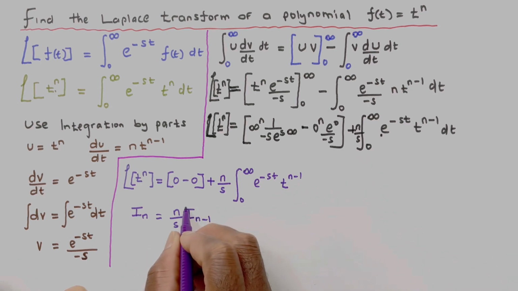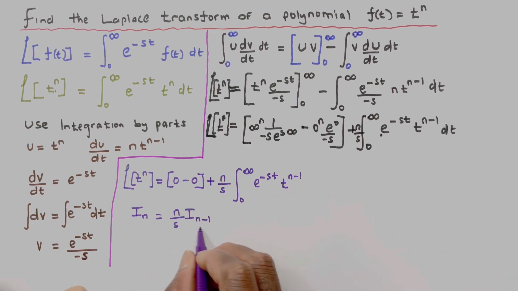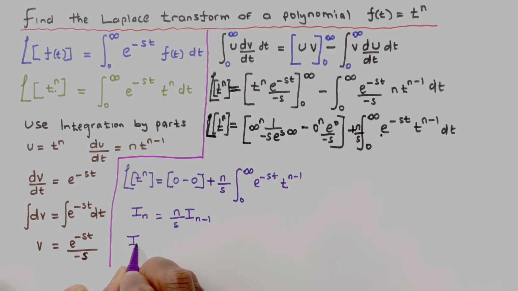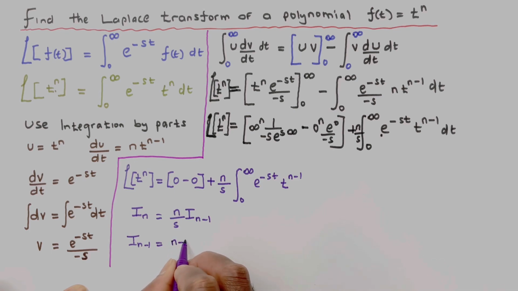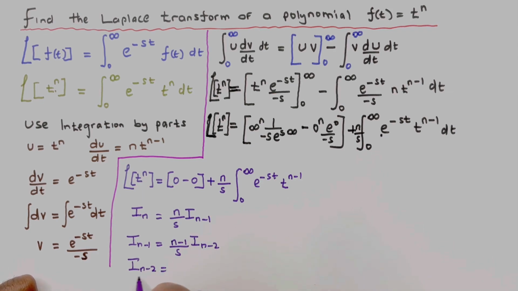So we're going to integrate the I subscript n minus 1 now. And if we integrate that, we're just going to replace n with n minus 1. And that will be n minus 1 over s, and we're going to get I subscript n minus 2 because we replace n with n minus 1. Again, we integrate I subscript n minus 2. We then get n minus 2 over s, this time I subscript n minus 3.